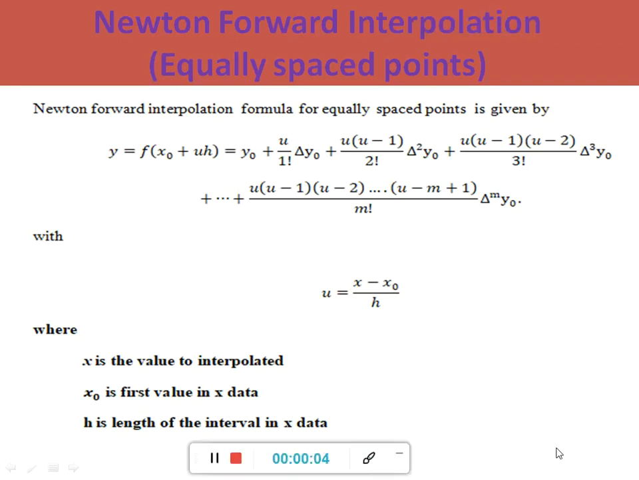Dear students, in this session we are going to study Newton forward interpolation for equally spaced points.